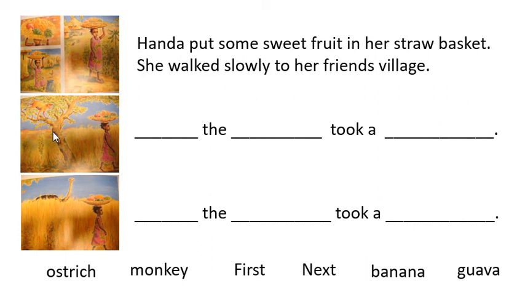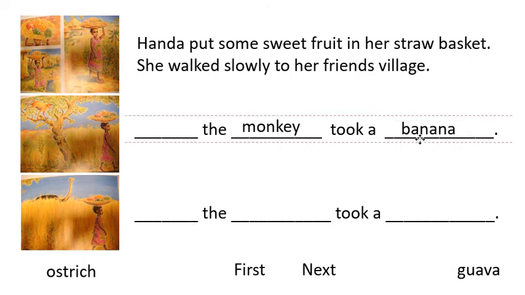So we know that the animal's a monkey, so can you help me find the word monkey in these words at the bottom? Monkey begins with... There we go. Monkey here, so I'm going to put the monkey there. So the monkey took... do you remember what he took? Yes, he took some bananas. So if you can find the word banana, there it is. I'm going to put banana here. Let's have a read of our sentence so far. The monkey took a banana.